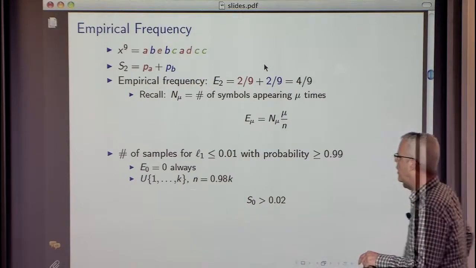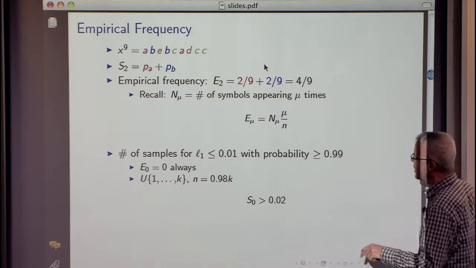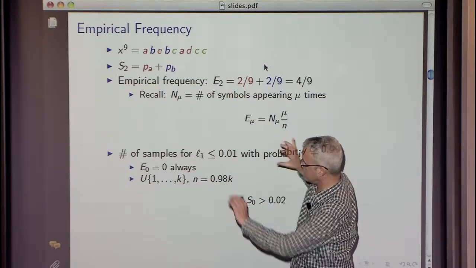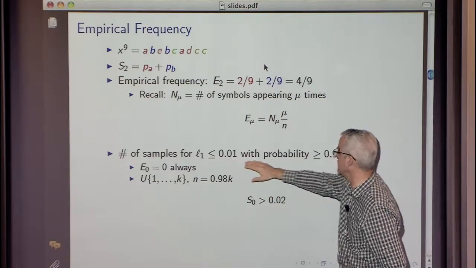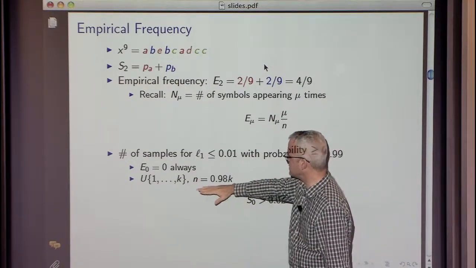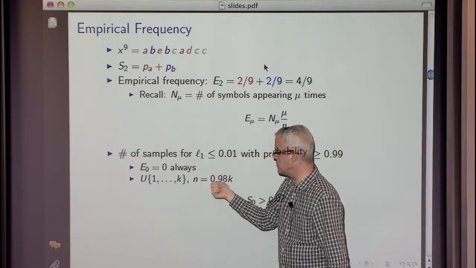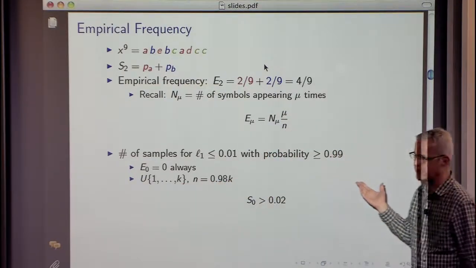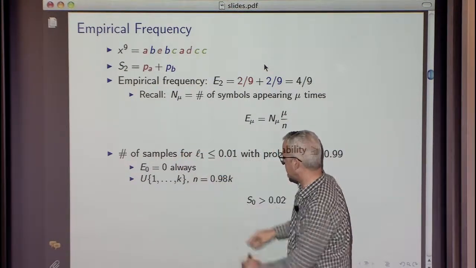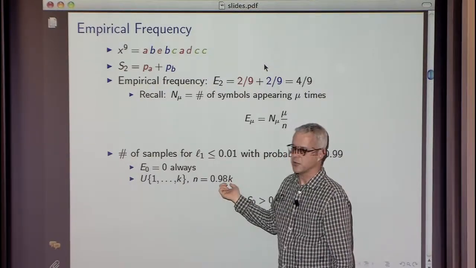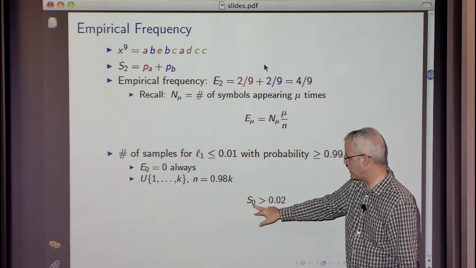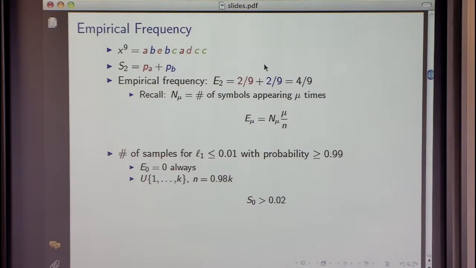It's a big problem. So take a uniform distribution. We're trying to see how many samples you need if you want to estimate the total probabilities to within L1 distance of at most 0.01, with high probability. So suppose that you have a distribution over 1 up to k, and suppose you took a little less than k samples, like 98% of k. Then the probability of things you will not see is at least 0.02. There could be repetitions, in which case it will be bigger, but it will be at least 0.02. So S0, the total probability of things you will not see, is at least 2%.